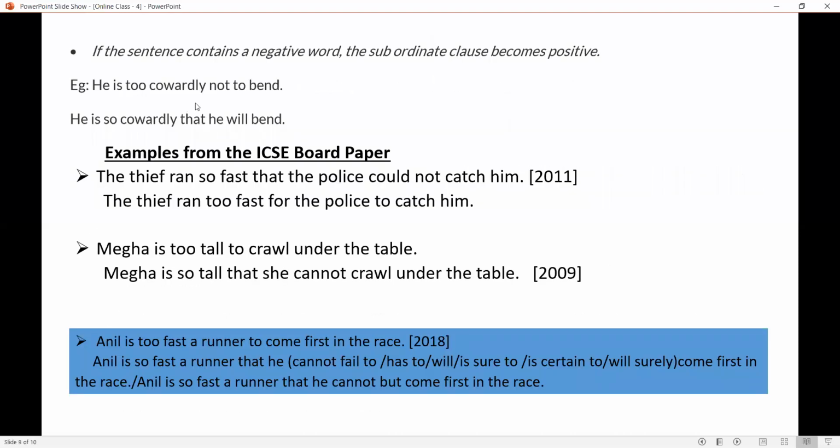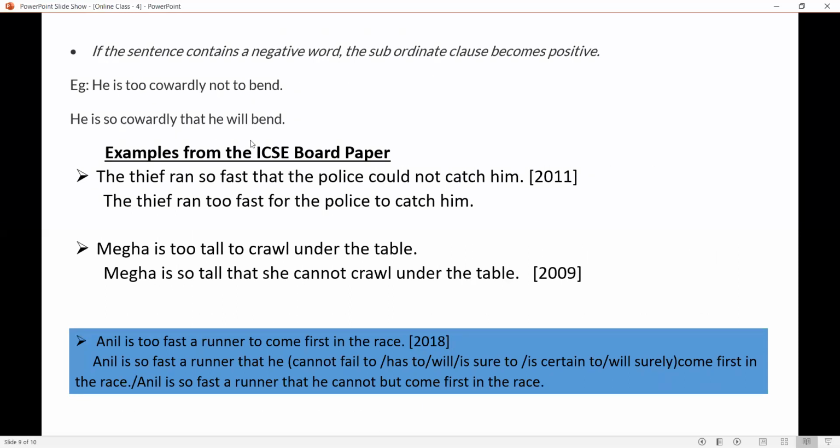Now, next rule is that if the sentence contains a negative word, the subordinate clause becomes positive. He is too cowardly not to bend. That means that he's a coward. Coward means not brave, and he will bend. He's so cowardly that he will bend. So you cannot write that he's so cowardly that he will not bend.